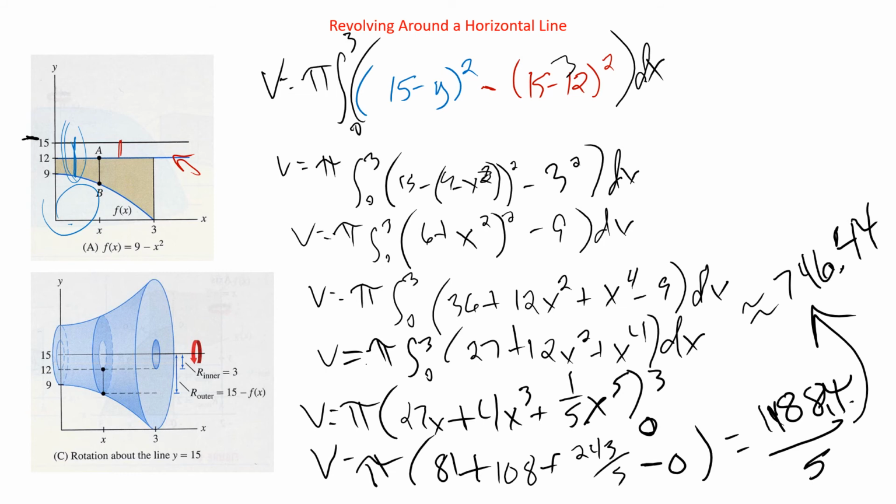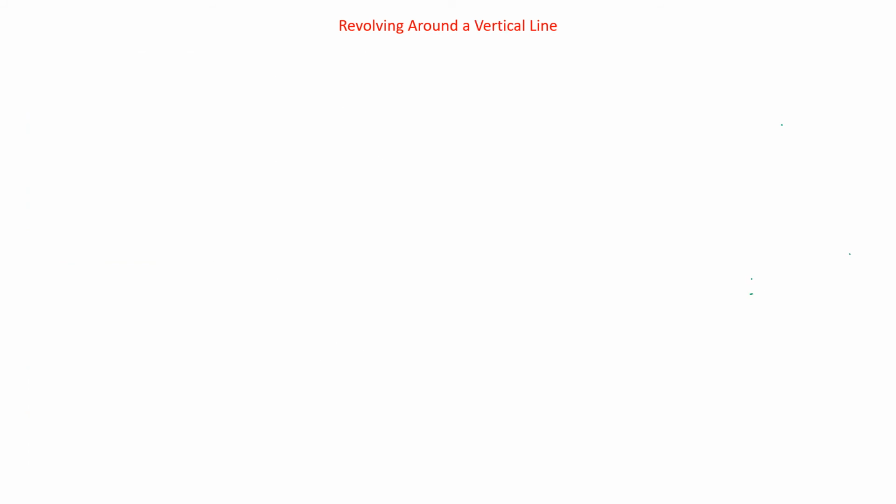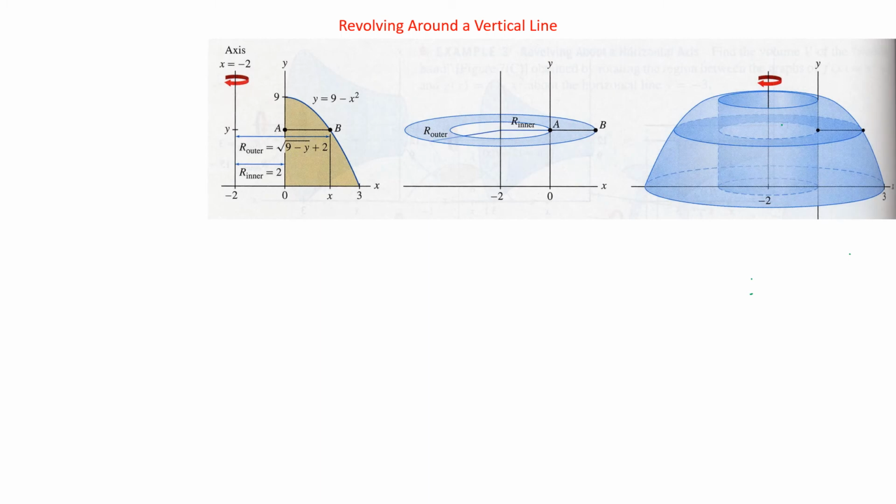All right, so that's about a horizontal line. Let's look at one revolved around a vertical line. So here we have our shape revolving around the vertical line, x equals -2. And so in the last example, the line was over here. It was bigger than our axis. This one, it's smaller. That could be reversed. We could have this one over here, just like we could have the other one underneath it.